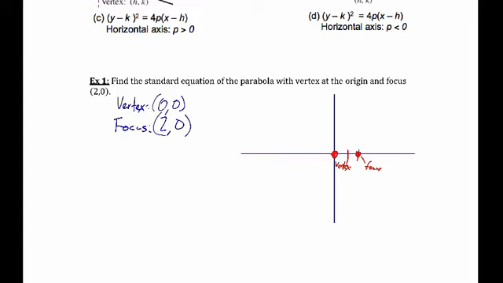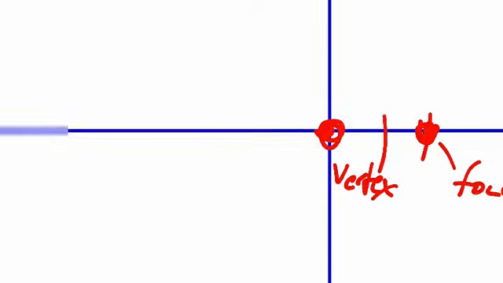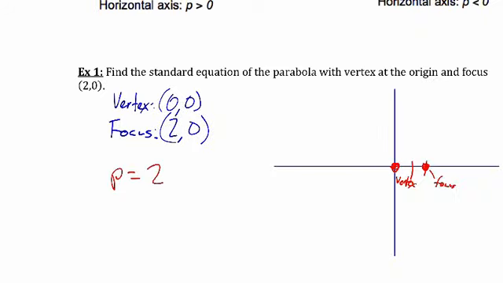Now we need to discuss what the p-value is. Again, the p-value is the distance from the vertex to the focus. So I'm going to zoom in a second. From the vertex to the focus, it's to the right, so it's positive, and it's just a distance of 2. So our p-value is going to be 2.